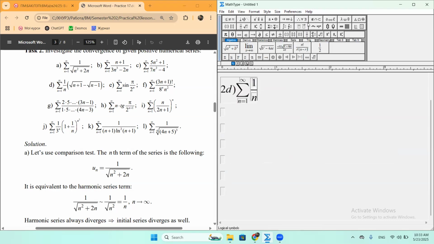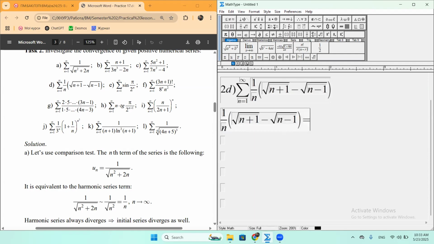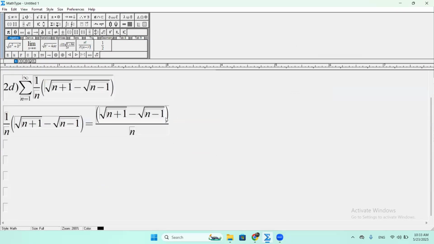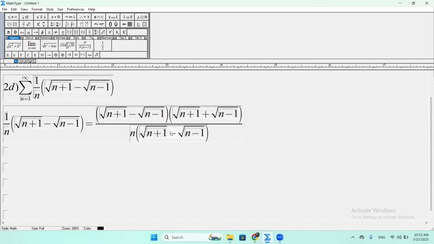So we have the following expression: 1 over n, and in brackets square root of n plus 1 minus square root of n minus 1. First of all, let's rewrite this expression in the following form. We will multiply and divide by the conjugate. Doing this, here will be plus, and here will be plus as well.